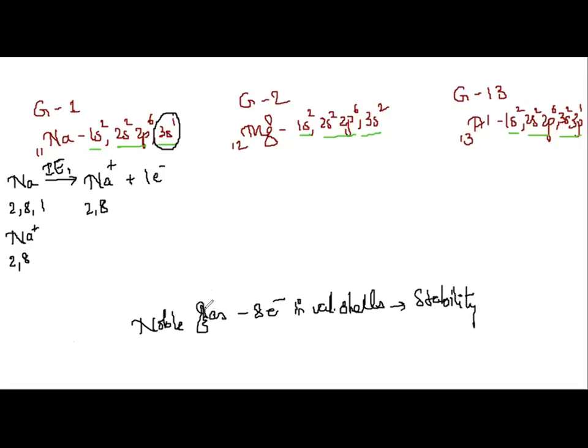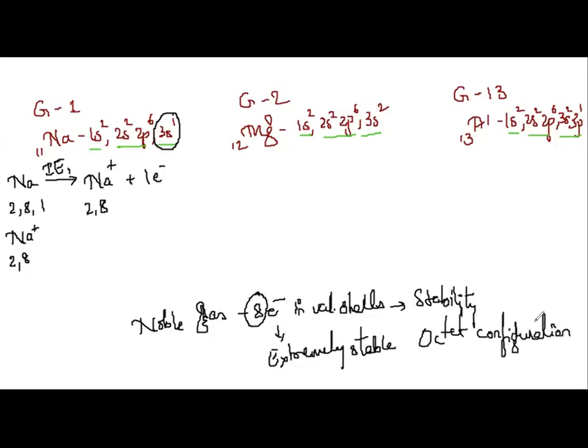Except noble gases, none of the elements have 8 electrons in their outermost shell. Therefore, we say all the elements except noble gases tend to acquire 8 electrons. When any atom acquires 8 electrons in the outermost shell, it becomes extremely stable, students. Please do remember this point. We call it octet configuration, and the octet configuration is the most stable configuration.